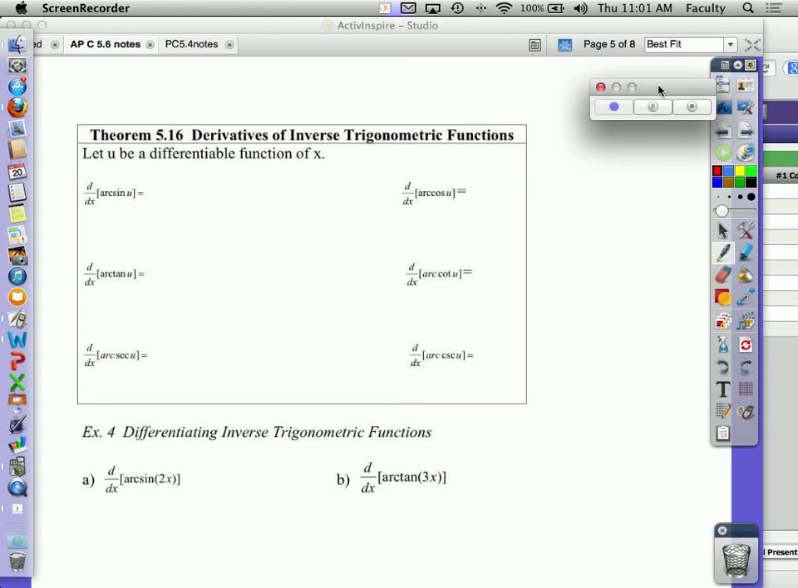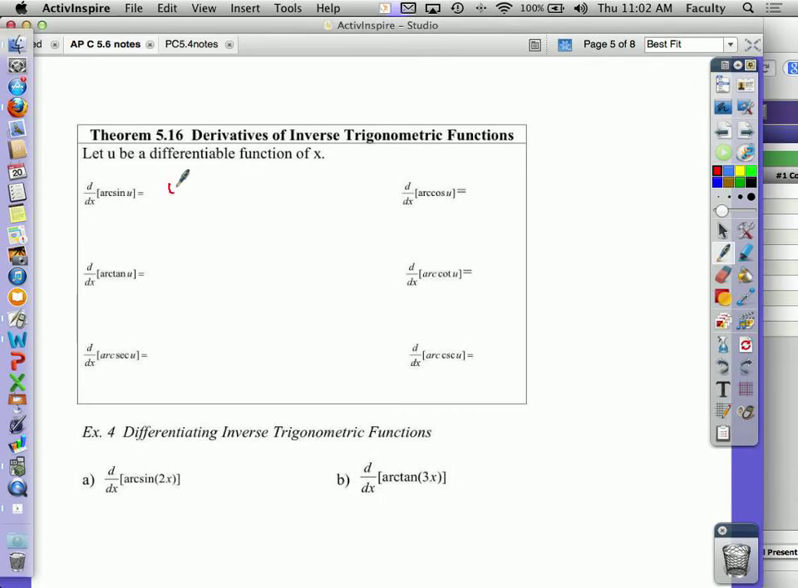5.6. We are going to cover the derivatives of inverse trigonometric functions. The first one is the derivative of arc sine of u. That would be u prime over the square root of 1 minus u squared. And if you've been working on your list of 20 things, 20 times, you've seen this.